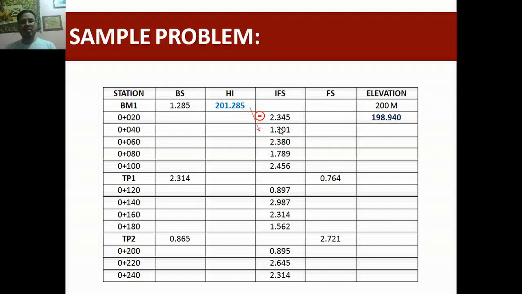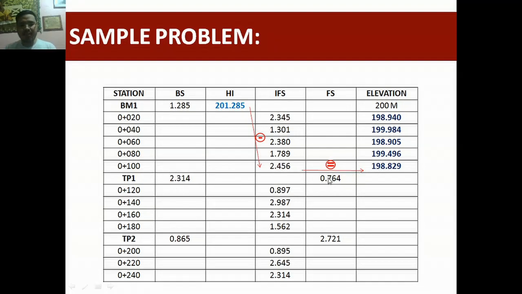Now, sir, why minus? Because the intermediate foresight is also a foresight. By our rule in differential leveling, what is subtracted is the foresight from the height of instrument. So height of instrument 1 minus intermediate foresight equals this one. 201.285 minus intermediate foresight 4080 equals this. Then 201.85 minus intermediate foresight here will give us the elevation. That is now the elevation of 0 plus 100.